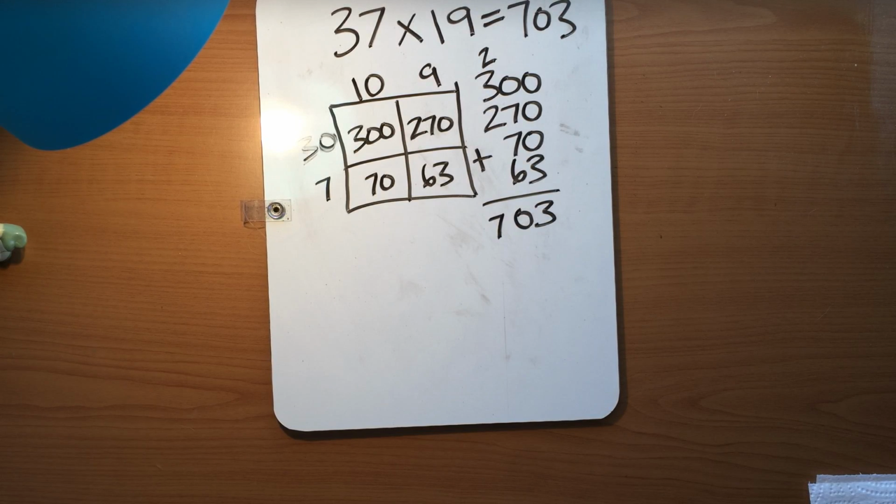So in conclusion, this is the box multiplication strategy, and it's especially helpful when multiplying 2 or more digit numbers together. And as I said before, keep in mind your place value, because that will be very important for solving these problems.